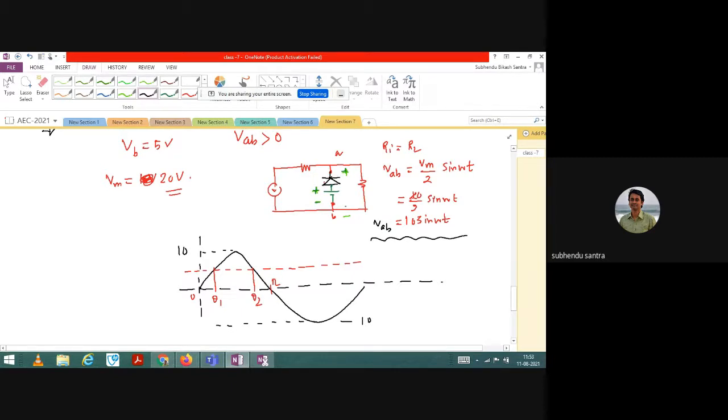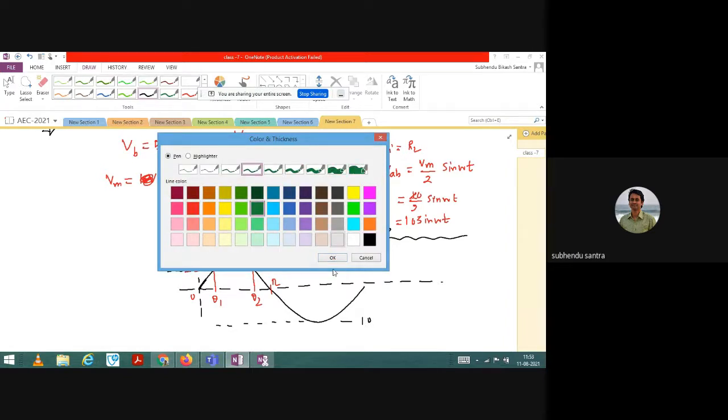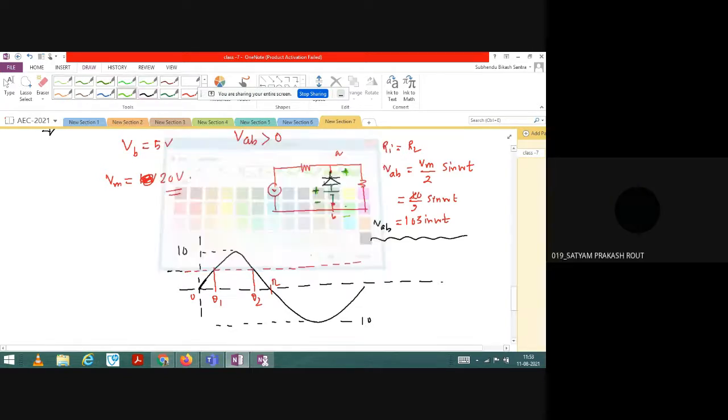You tell me now, when this voltage VAB is less compared to that battery voltage, then will the diode be forward bias or reverse bias? Can you repeat, sir? I am repeating again.